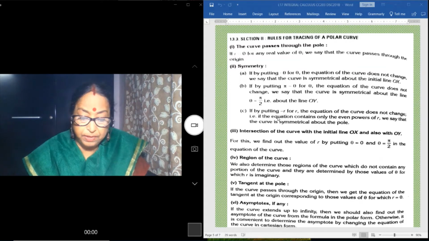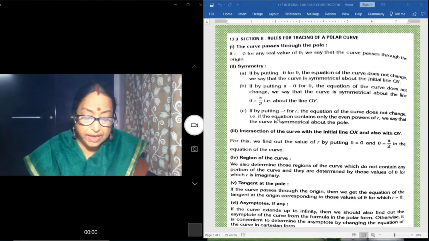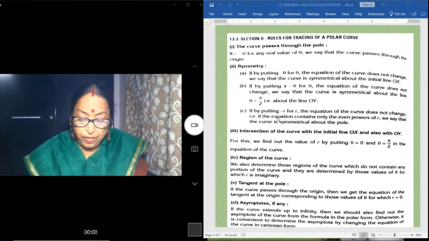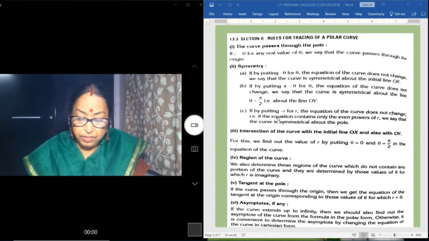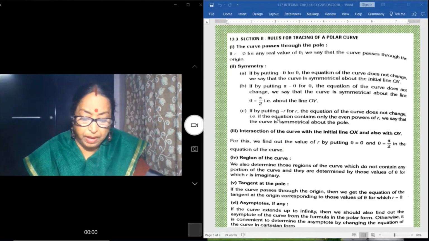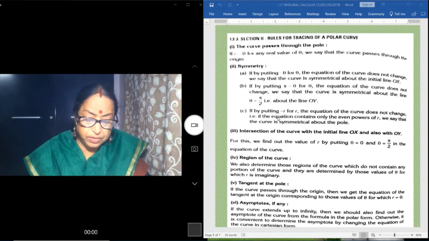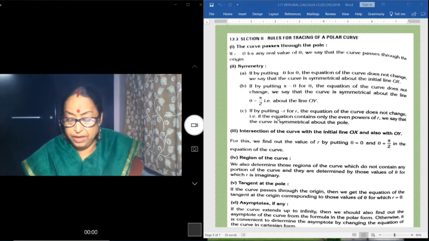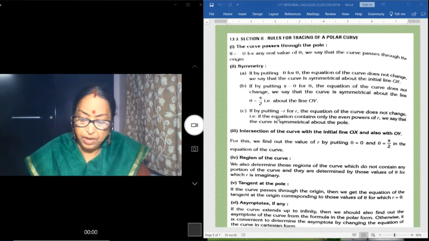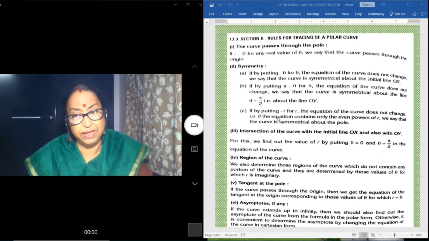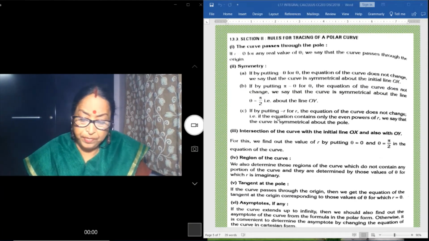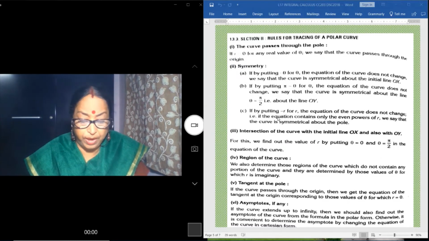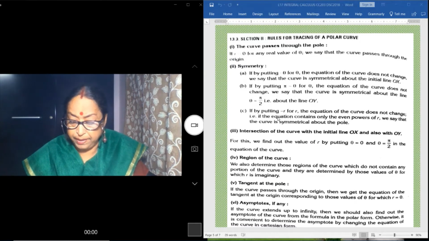Intersection of the curve with the initial line OX and also with OY. To find the value of r, by putting theta equal to 0 and theta equal to pi by 2 in the equation of the curve, we can find the intersection of the curve with the line OX or OY.